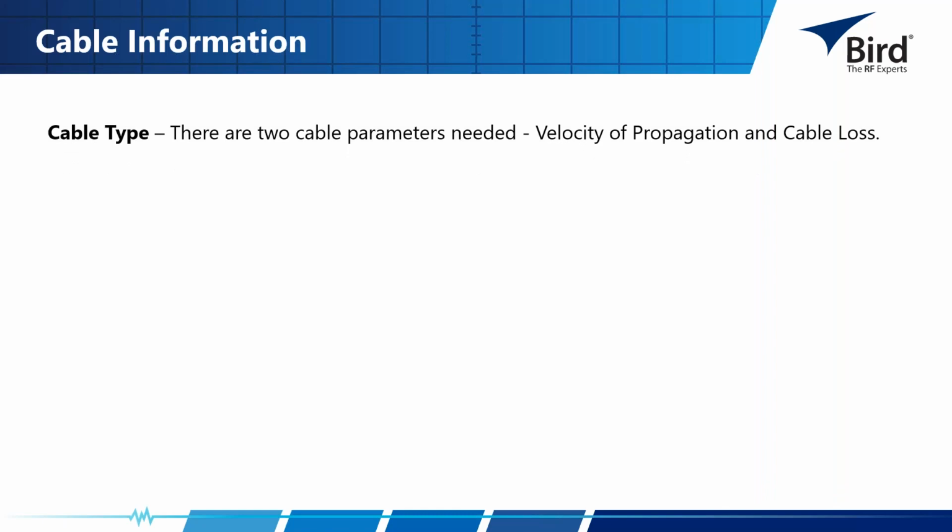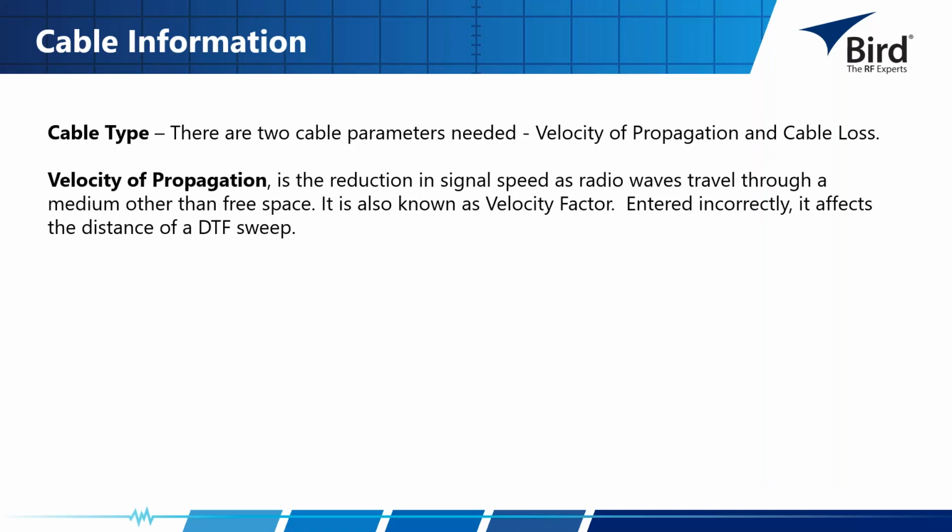I mentioned the cable information. Cable type. There's two cable parameters needed. We need to know the velocity of propagation and the cable loss. The velocity of propagation is the reduction in signal speed as radio waves travel through a medium other than free space. It is also known as velocity factor. Entered incorrectly, it affects the distance of a DTF sweep.